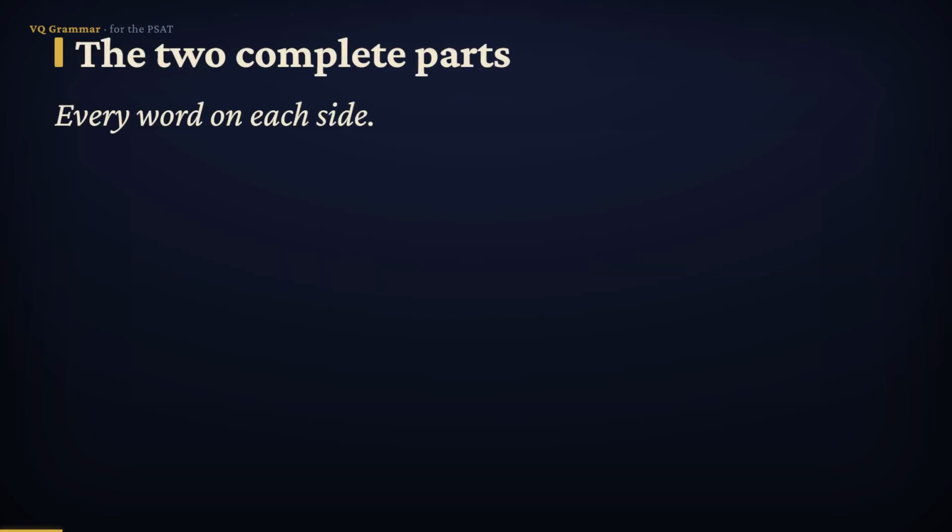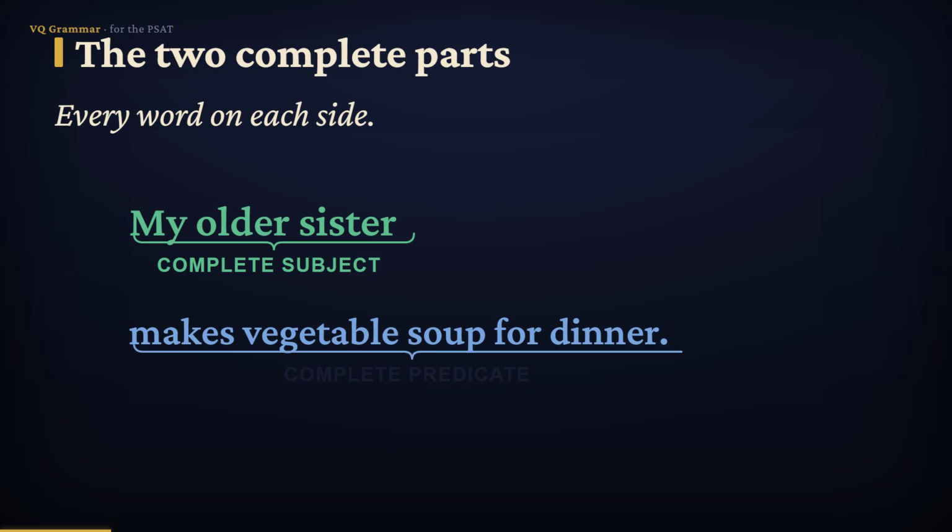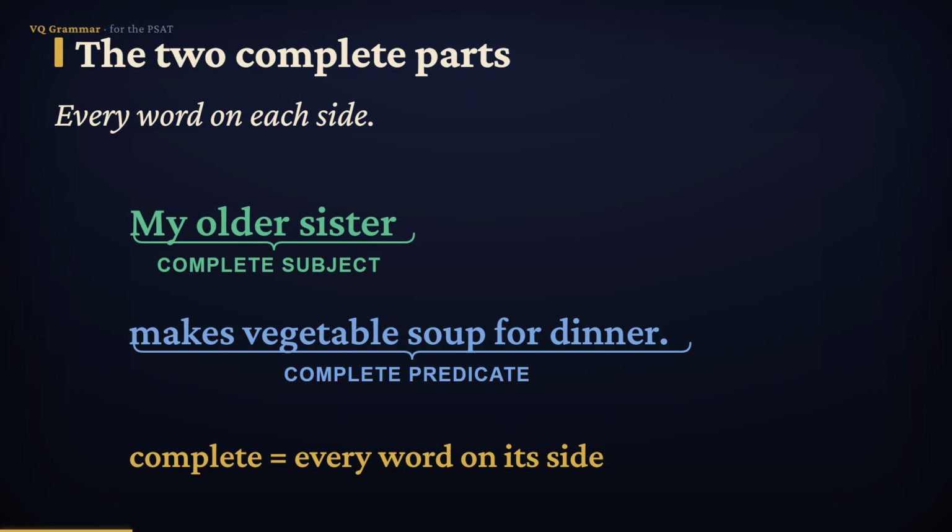Let's start with the big picture. Every sentence splits into two parts, the subject part and the predicate part. Take this sentence. My older sister makes vegetable soup for dinner. The complete subject is every word in the subject part, my older sister. The complete predicate is every word in the predicate part, makes vegetable soup for dinner. So complete just means the whole side, every word in it.